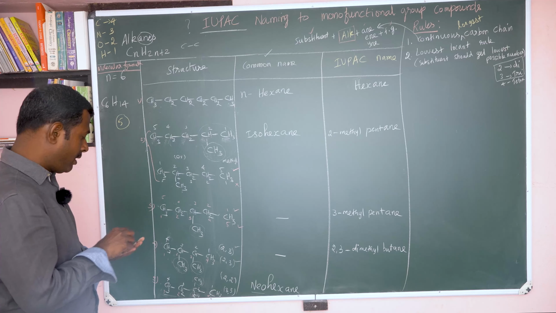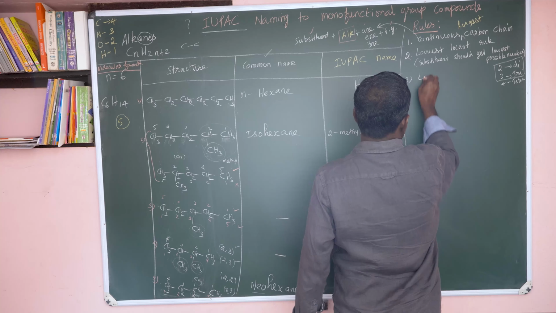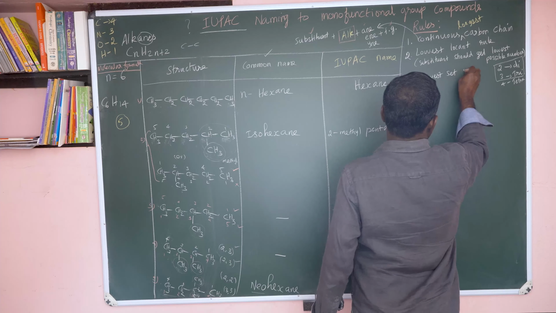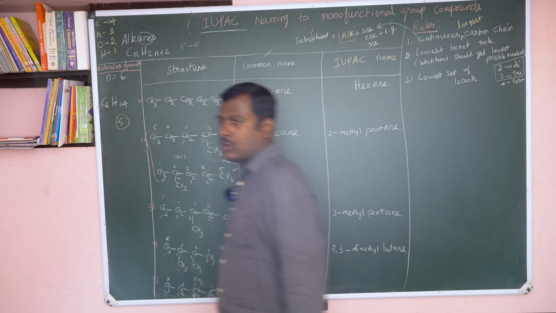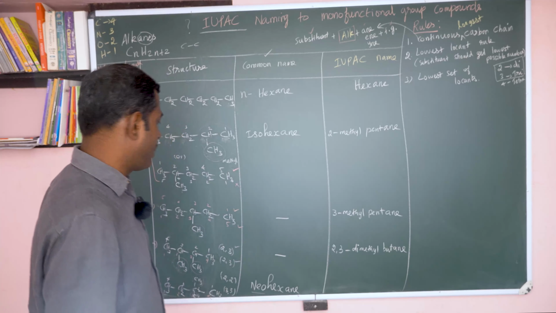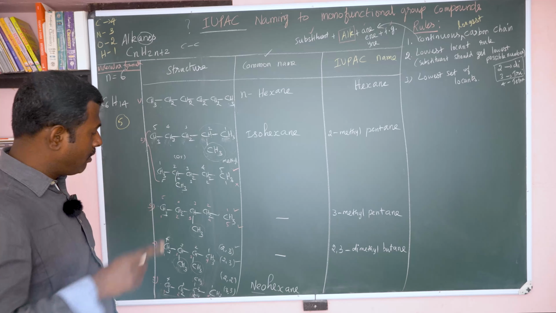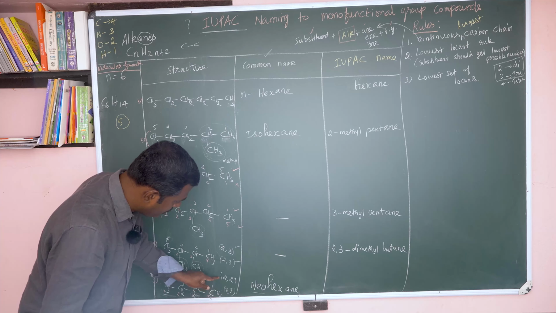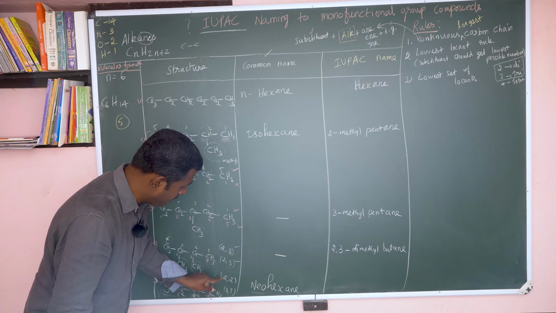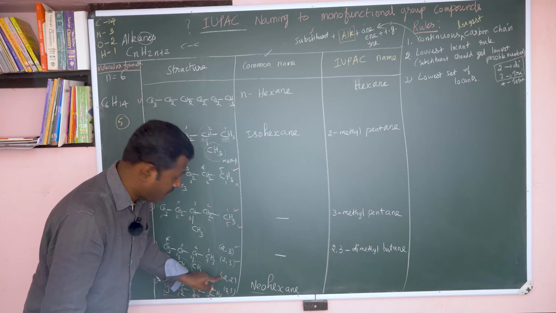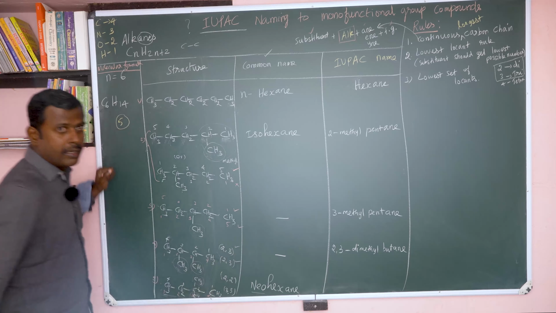The rule, as we have already told, is the lowest set of locants. If there are 2 groups, for those 2 groups we are giving 2 numbers. The numbers may be same or different. By adding them, we should say which is the lowest set. This is 2, 2; if you add them, the total will be 4. If you add these 3, 3, the total will be 6. Among these 2 sets, the lowest is the first one, 2, 2. So we have to give numbers in such a way that 2, 2 should be in the name.